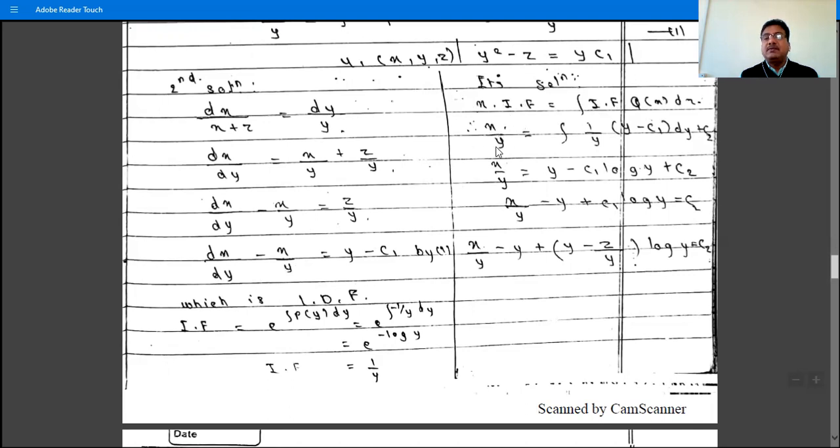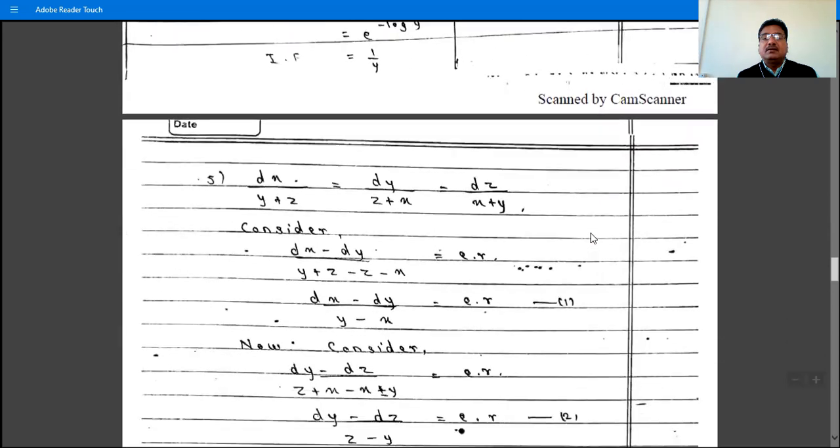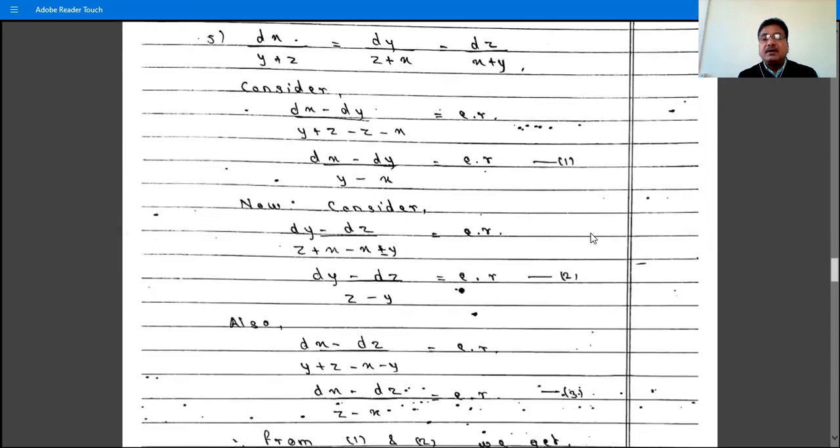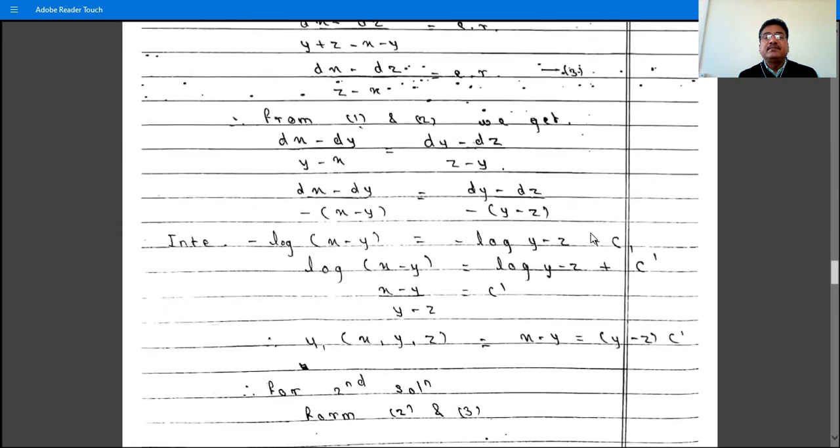So x into the integrating factor 1 by y is x by y, equal to the integration of the integrating factor 1 by y, and Qy is y minus c1, so (y minus c1) dy plus c2, the constant of integration. So we have this answer. So the answer of example number 5 is this.